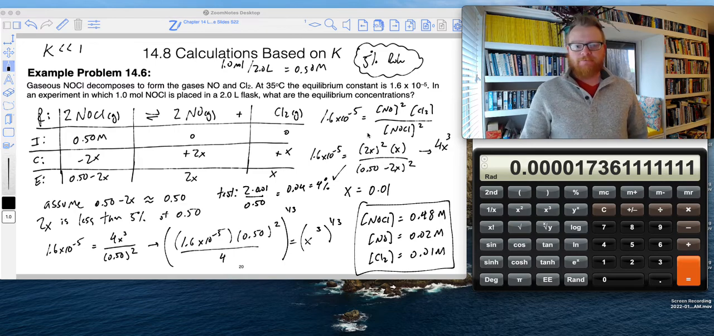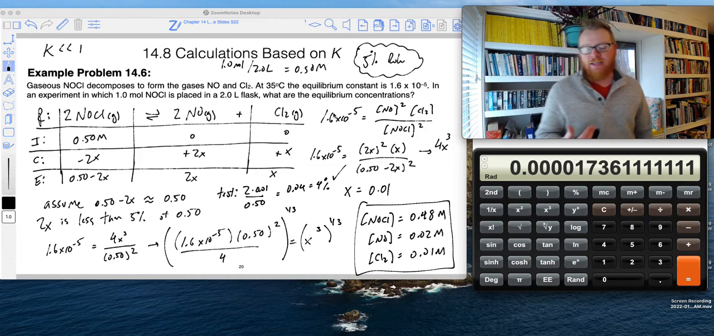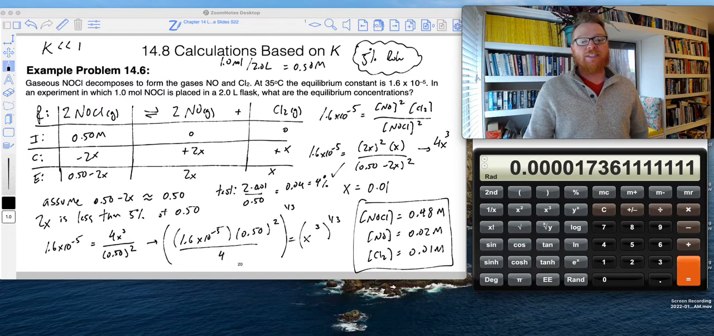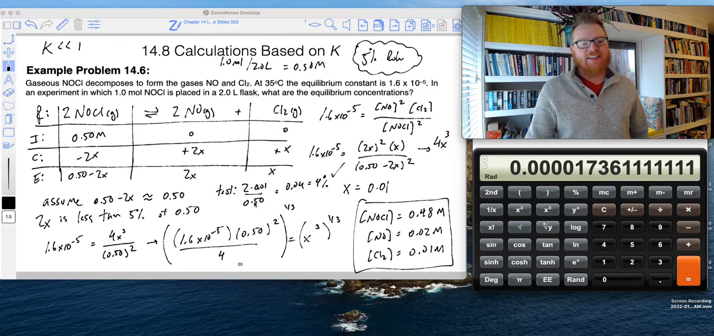Once again, when we have problems like this where we have a very small equilibrium constant, and we're going to have to learn and get used to what a small equilibrium constant means, and we'll talk about that more in class, we can use the 5% rule. The 5% rule is that we assume the value of x is less than 5% compared to the initial concentration. When we solved for x and tested that assumption, we saw that it was less than 5%. So this assumption is valid.